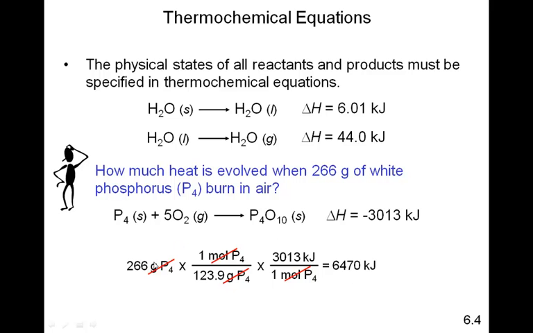Now, if this were, say, 266 grams of oxygen, this obviously would be the molar mass of oxygen here instead. Would this be a 1? The answer is no. Because remember, this is the amount of energy that's released per 1 mole of P4, but it's the amount of energy that's released when 5 moles of O2 react. So if this were 266 grams of O2 instead, this would be 32 grams of oxygen to convert the number of grams of oxygen to moles, but we would multiply it times the delta H per 5 moles of O2, and we'd get a different value.